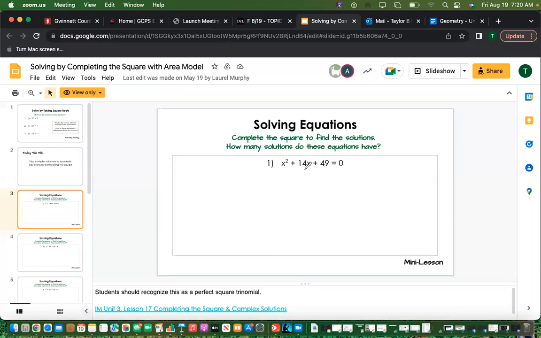So we're going to take C and move it to the other side. All right, I hope you're writing this down. Move C to the other side. So this is going to subtract 49 and move it to the other side.